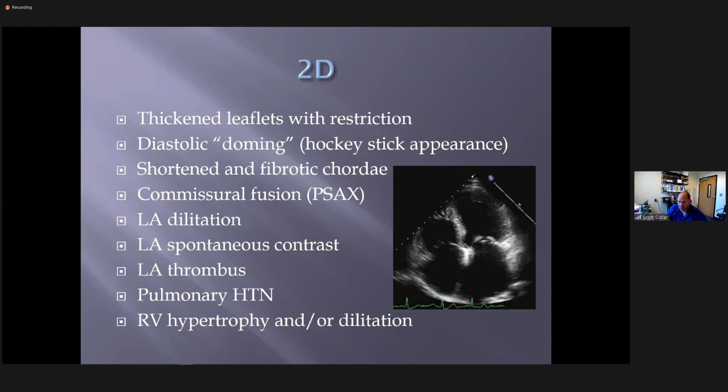Again, chamber dilation, spontaneous contrast we want to watch for in the left atrium in particular, and the left atrial appendage, making sure that there's not thrombosis likely and or thrombosis there.